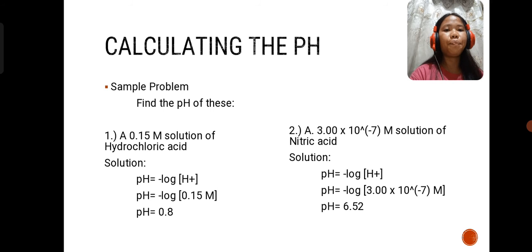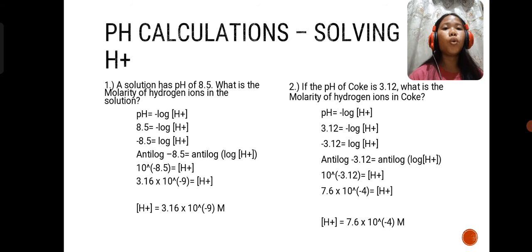And then yeah. So, if we are finding the calculation of pH, we also find the molarity of hydrogen ion. In finding the molarity of hydrogen ion, we need the pH calculation, we need the formula of pH.